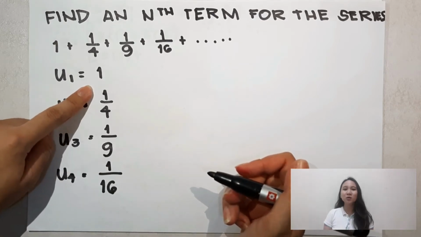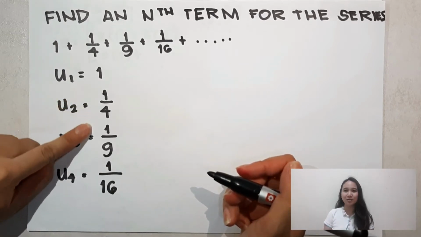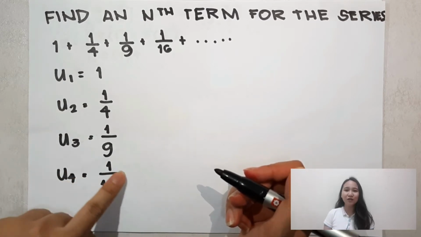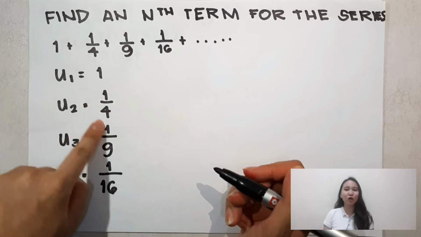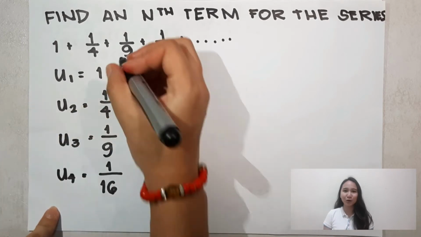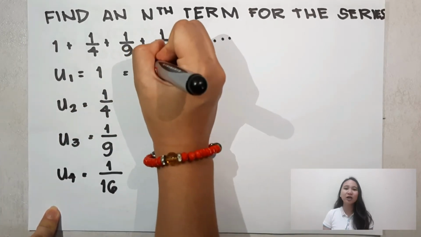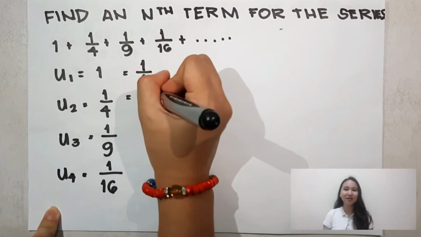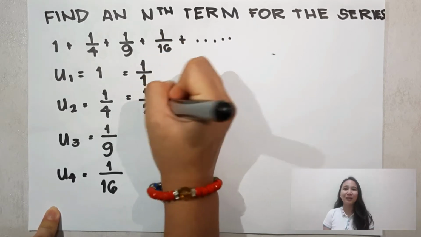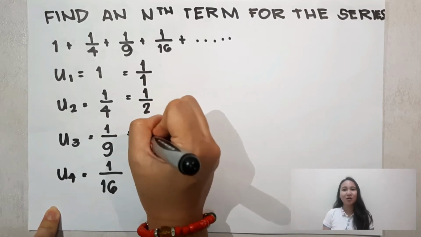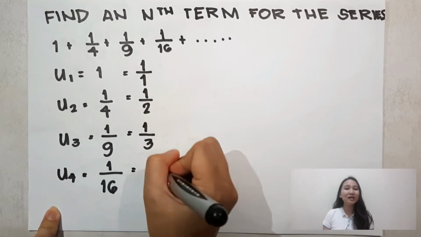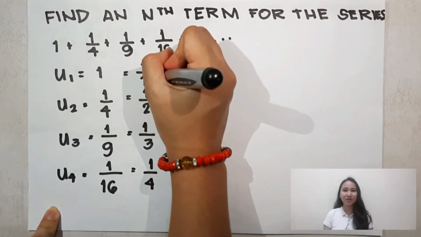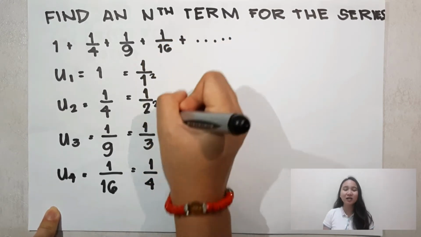Now, let's try to look at our given terms. We can see that all of them have the same numerator but different denominator. Now, let's try to assume. Let our numerator be 1 and our denominator be the nth term. We will get 1, 1/2, 1/3, and 1/4. Now, let's try to square the denominator.